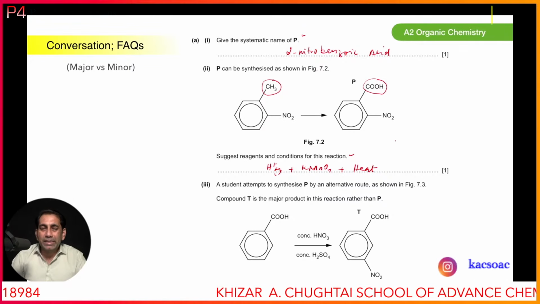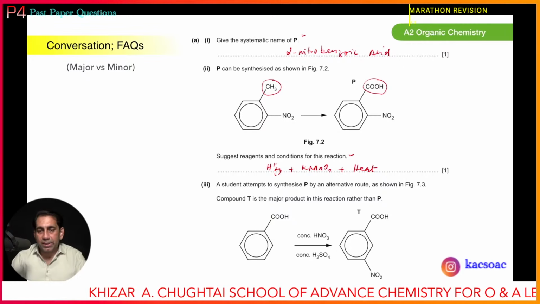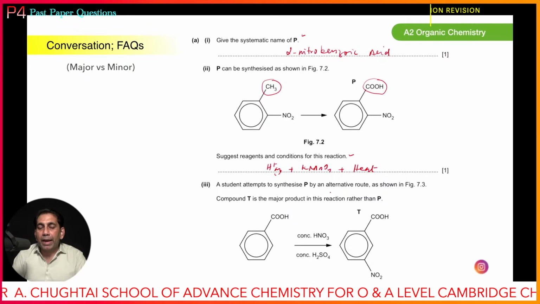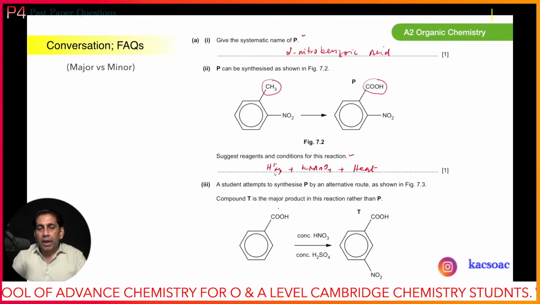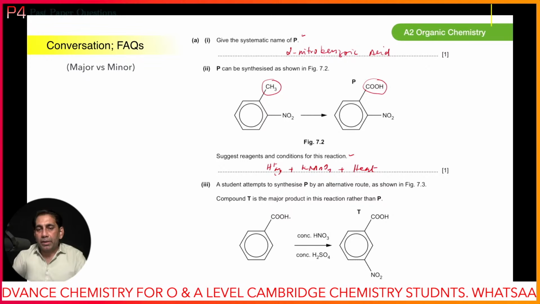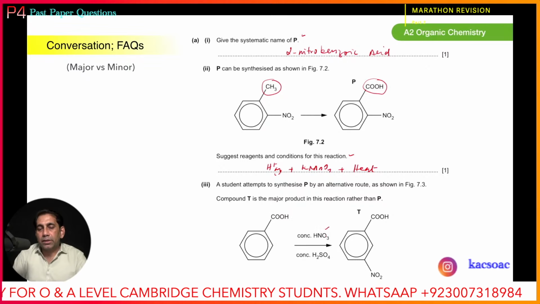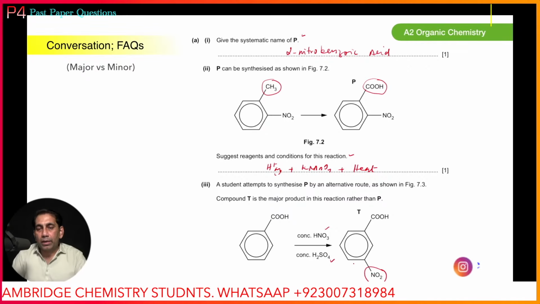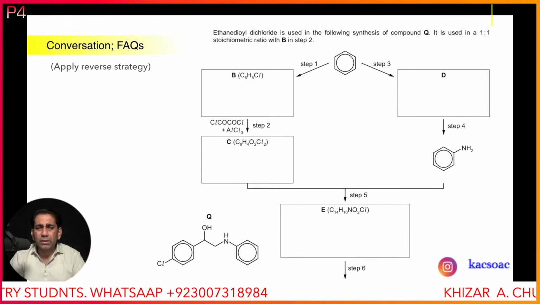So these are the basic reagent and condition to oxidize this compound. A student attempts to synthesize P by an alternative route in this figure shown over here. And this is already a benzoic acid. He is using concentrated nitric acid and sulfuric acid, and there is the 1-nitro group over here, and so on.